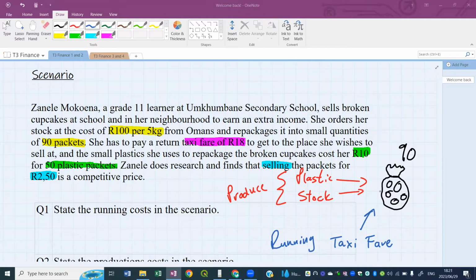But how do we determine how much taxi fare goes into one packet? It's not easy, is it? It's a little bit more difficult. So how do you work out profit if you've got these running costs here? All right. Well, this is what we're going to do now in this scenario. You guys are going to help me build up the scenario and answer these questions. And we are actually going to work out when this person will start to make profit in their business.